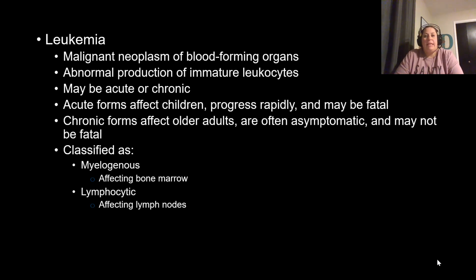The next type of white blood cell issue we see is leukemia. Leukemia is a malignant neoplasm of the blood-forming organs. It's an abnormal production of leukocytes, but these leukocytes are immature, which means they're not going to function properly in actually helping the immune system.